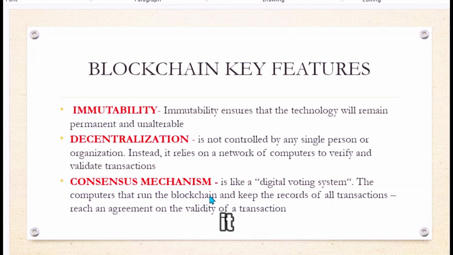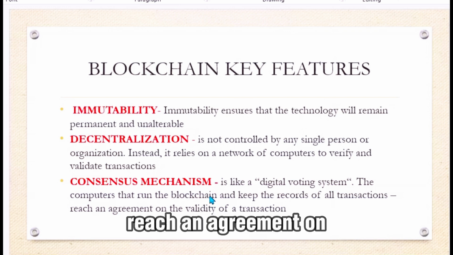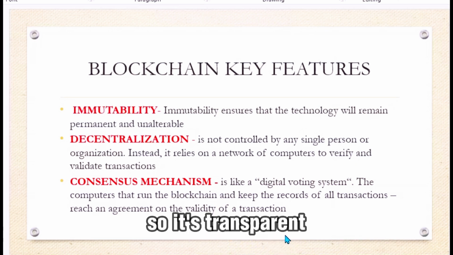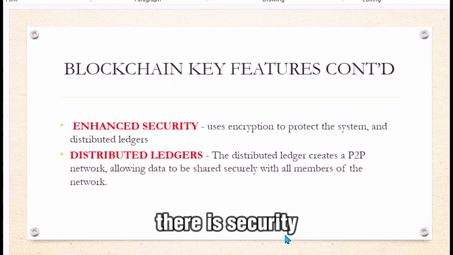Three, we have the consensus mechanism. It's like a voting system. Computers that run the blockchain and keep the records of all transactions reach an agreement on the validity of a transaction. So everybody takes part in validating the transactions, so it is transparent. Fourthly, enhanced security. On the blockchain network, there is security because it is a trustless environment. You do not trust people on the blockchain because there will be bad actors. So transactions on the blockchain are encrypted. You use encryption to protect the system, and they also use a distributed ledger system to make sure that everything is not stored in one place for a bad actor to be able to access and change. So that is the enhanced security.